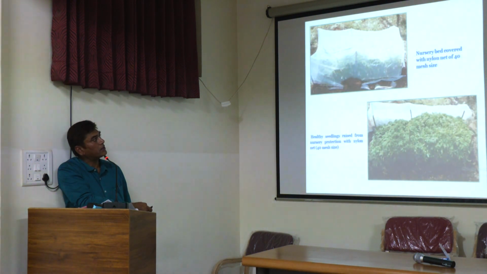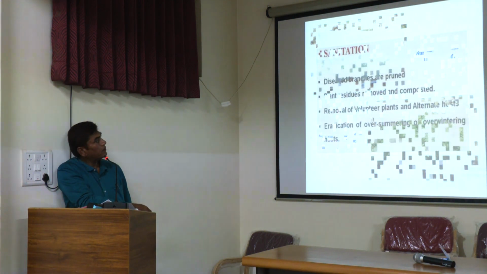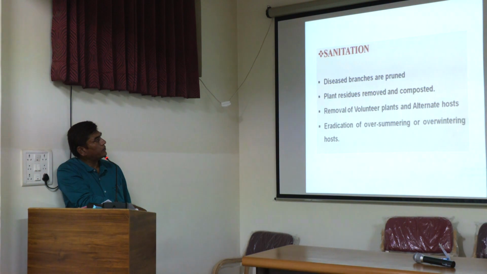So virus-free planting materials we can produce. As you know, in case of virus disease, the vector in early stages we can avoid by covering the nursery bed with nylon net of 40 mesh size. After that we can raise healthy seedlings with nursery protection. So this is very good. Next one is sanitation at early stage. We can avoid the further development of virus disease.